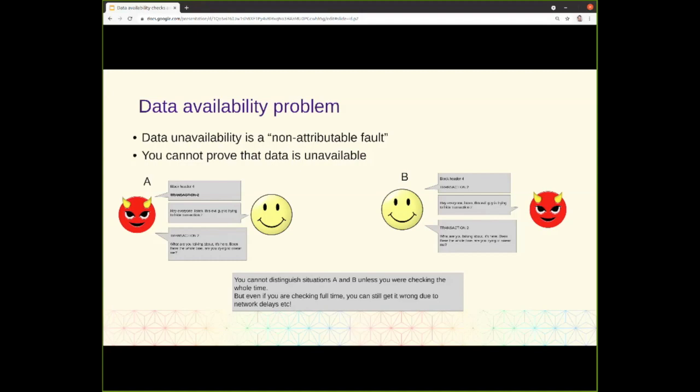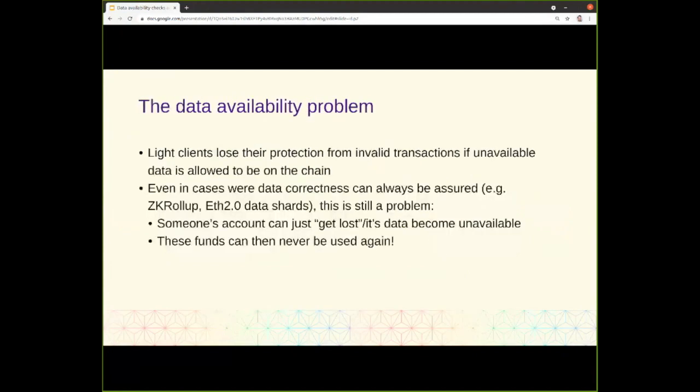So whether the data was available from the start is not an objective fact. The only way you could check it is if you always check it all of the time, but even then there are problems, like all kinds of problems with network latency and so on. But we don't want that anyway. We don't want to check all the data, because that's the point of being a light client, that you don't have to do that. And this is such a big problem because, one, the light clients lose their protection from fraudulent transactions.